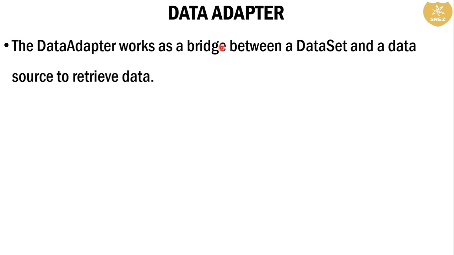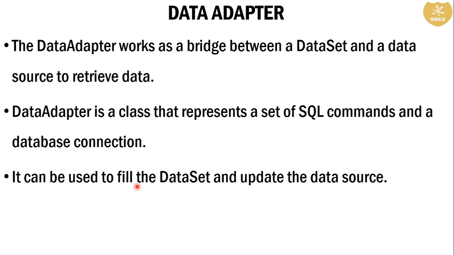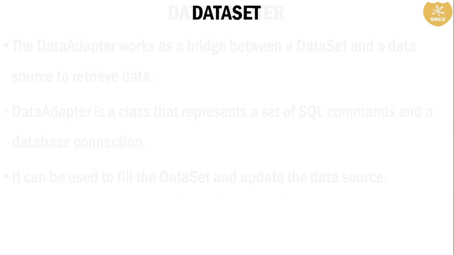Data adapter works as a bridge between data set and data source to retrieve the data. So there are the data set and the data source, and in between is the data adapter, which works like a bridge. Data adapter is a class that represents a set of SQL commands and a database connection. SQL command, as we have seen in the architecture video, represents the select command, update command, delete command, etc. It can be used to fill the data set and update that data into the data source.